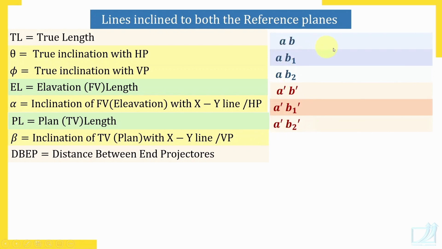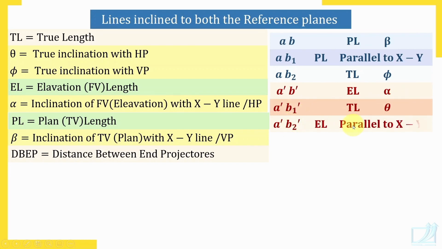Now what about the length and inclination? AB is top view. So top view has a length PL and inclination beta. AB1 is horizontal top view, that has length PL and it is parallel to XY line. AB2 is true length top view. It has true length and true inclination with VP because it is top view. Top view gives details with VP. A dash B dash has length EL and angle alpha. A dash B1 dash has true length and angle theta. And A dash B2 dash is horizontal EL, that is EL parallel to XY line.